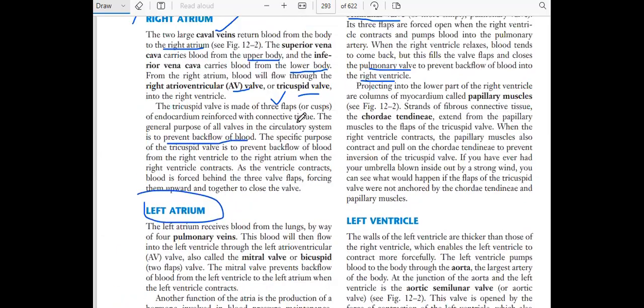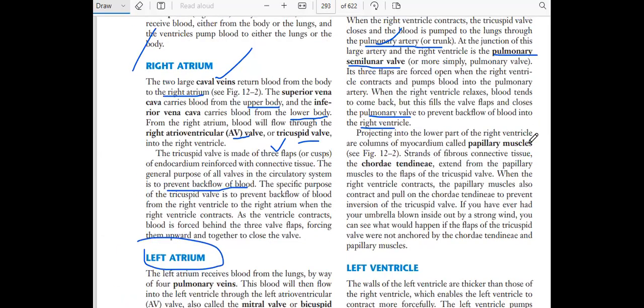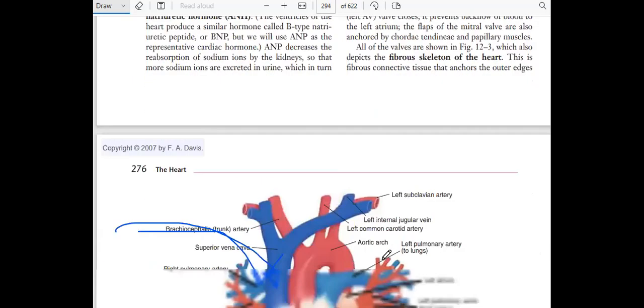Okay, understood. Projecting into the lower part of the ventricle are columns of myocardium called papillary muscles. Strands of fibrous connective tissue, the chordae tendineae, extend from the papillary muscles to the flaps of the tricuspid valve. When the right ventricle contracts, the papillary muscles also contract and pull on the chordae tendineae to prevent inversion of the tricuspid valve. If you have ever had your umbrella blown inside out by a strong wind, you can see what would happen if the flaps of the tricuspid valve were not anchored by the chordae tendineae and papillary muscles.